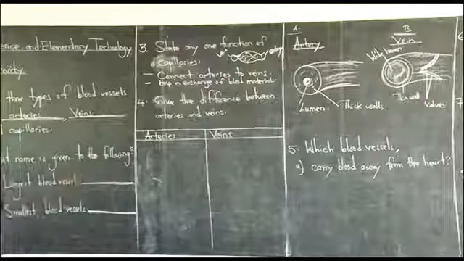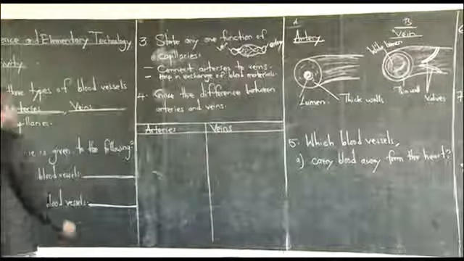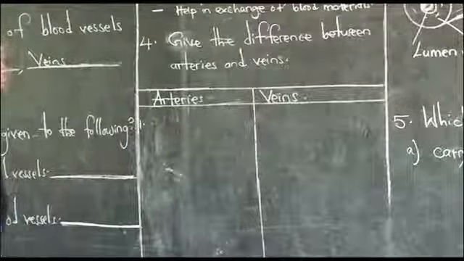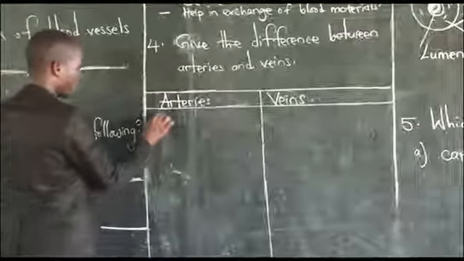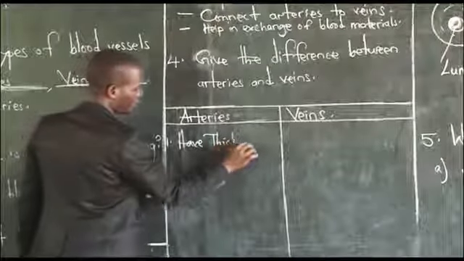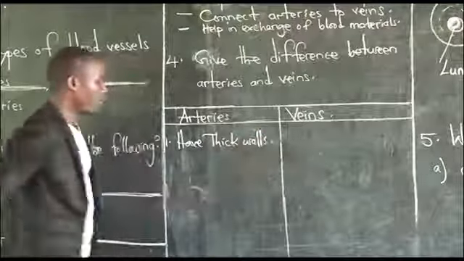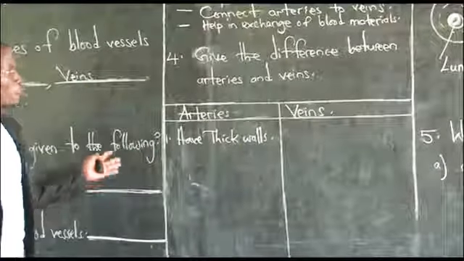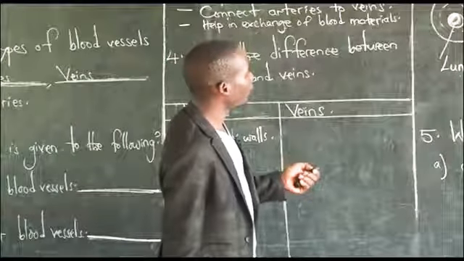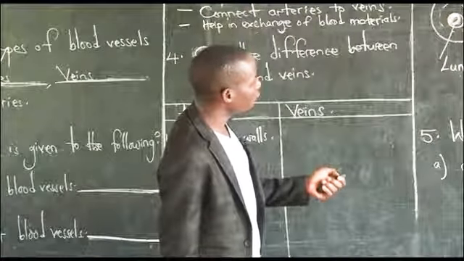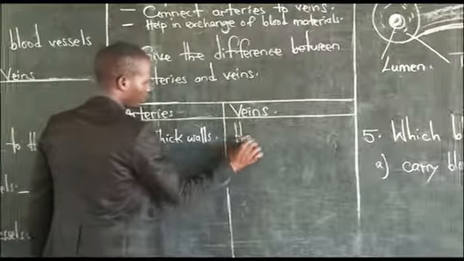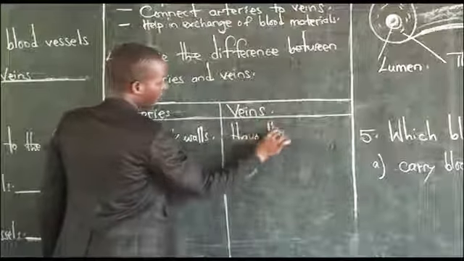So let's say number one as the first difference: we can look at their walls. Arteries have thick walls. Now, if they have thick walls, what will be the lumen? Look at the arteries, the walls, and see. Thick walls. Compare the wall of the vein, which is thin. So veins have thin walls.